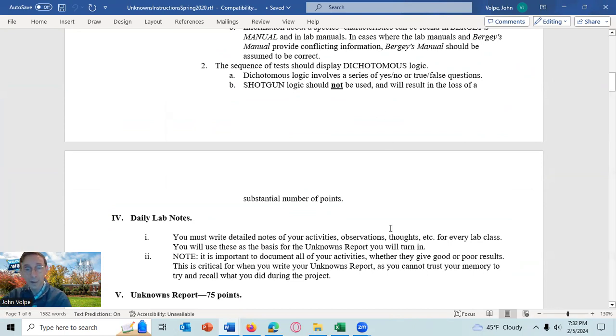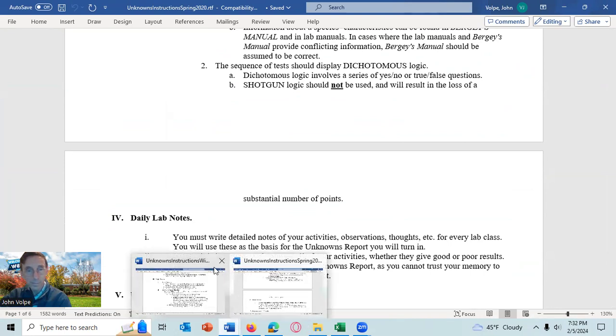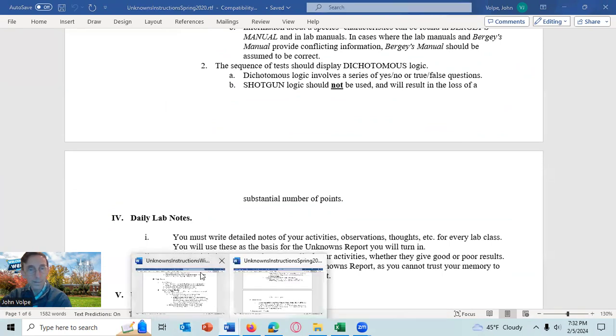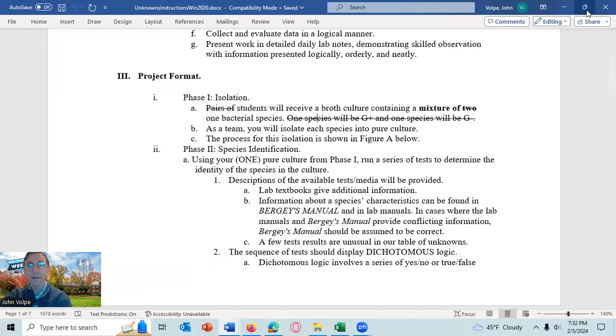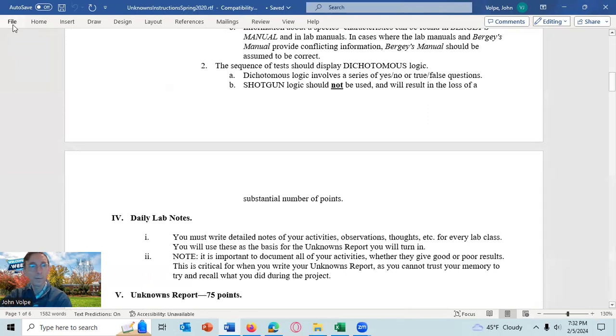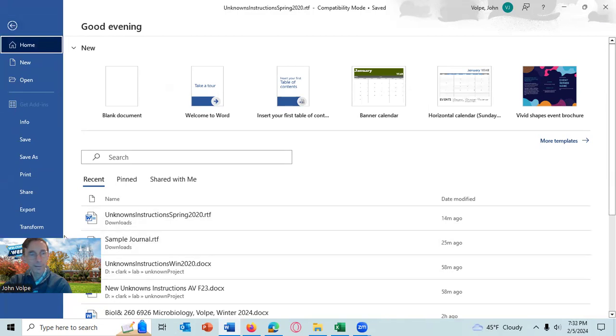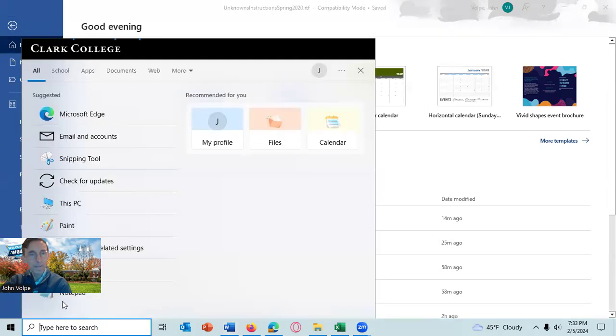Dichotomous logic is where you do something like this. Let me close one of these down. Close that one down. Now open another page. Actually, what I should do is do Paint instead of that. Where the heck did my Paint go? Oh, there it is.